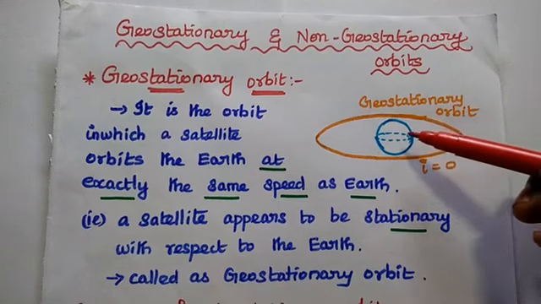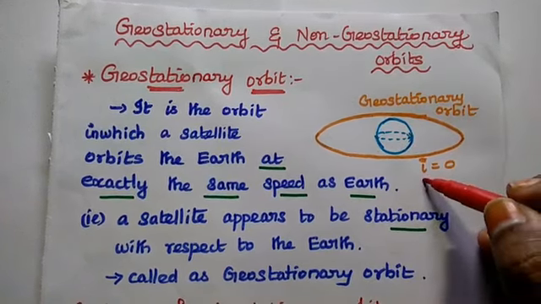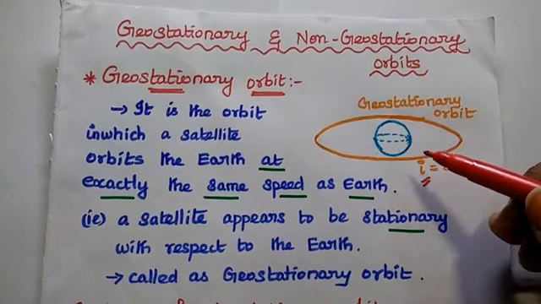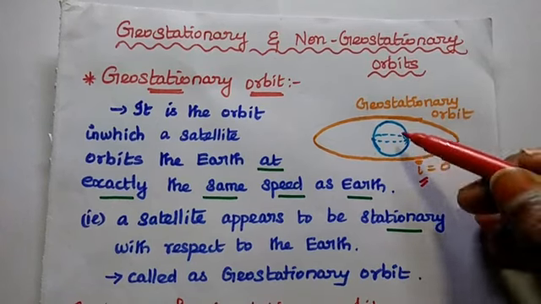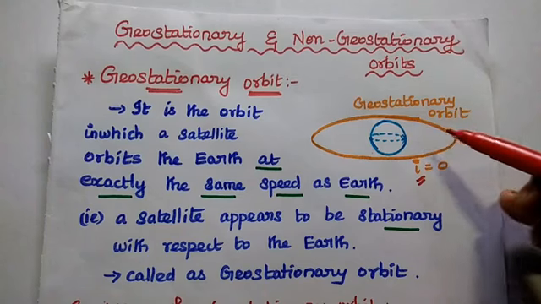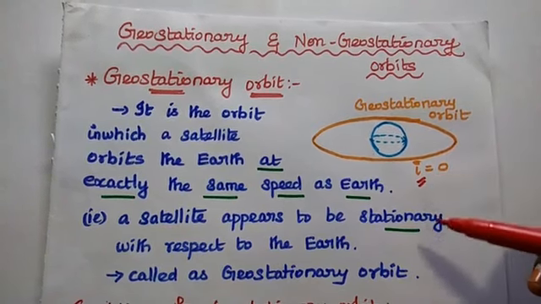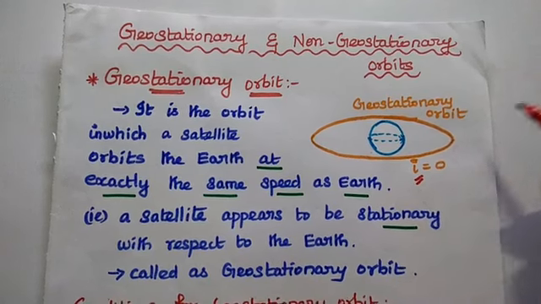Okay, so here we can make sure that the geostationary orbit is equivalent to, or the same as, the equatorial plane. Here i is equal to 0. i means the inclination angle between the equatorial plane and the satellite orbital plane. So here both are in the same plane. Hence i is equal to 0 for geostationary orbit. Do you all understand this point? Since it appears as stationary, it is called geostationary orbit.